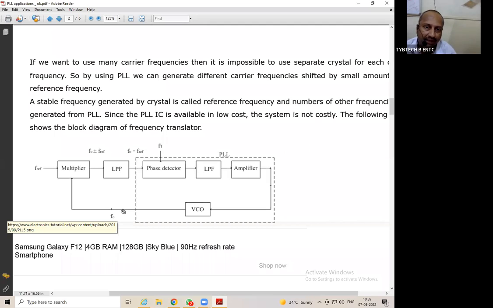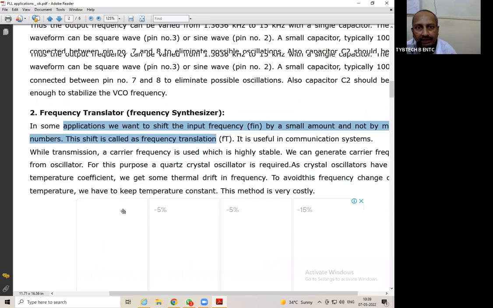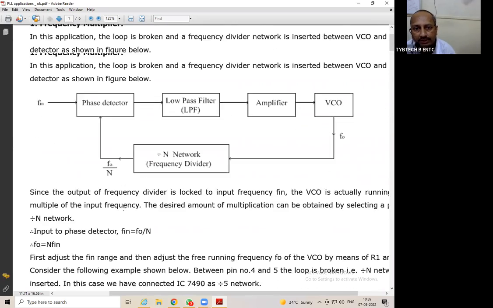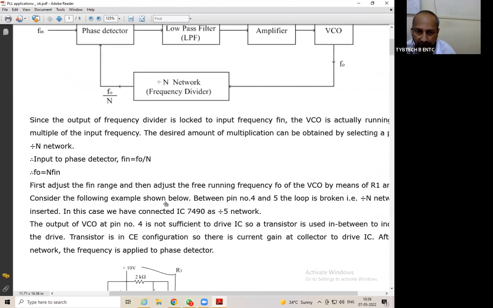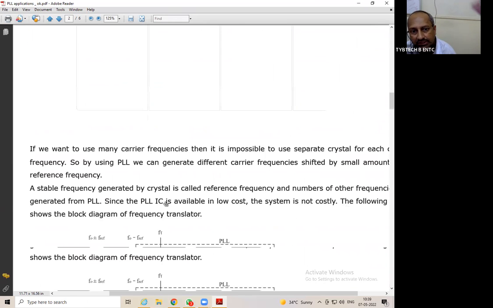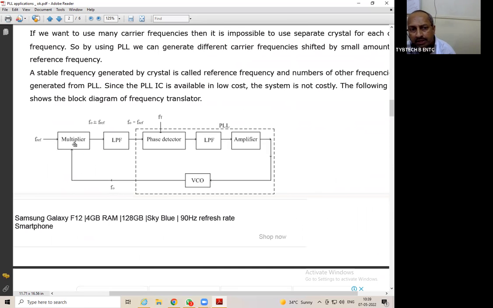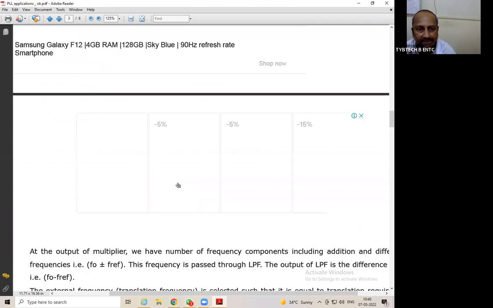Got it? So the multiplier and the synthesizer are nearly the same. We have gone through the multiplier, which is built by adding the divide by n network. In the synthesizer, they have only added two additional blocks, that is a mixer and an LPF, because there is also one LPF that is internal to the PLL, so this one is different. So this is the synthesizer.